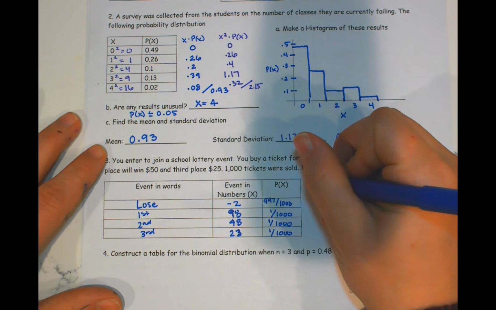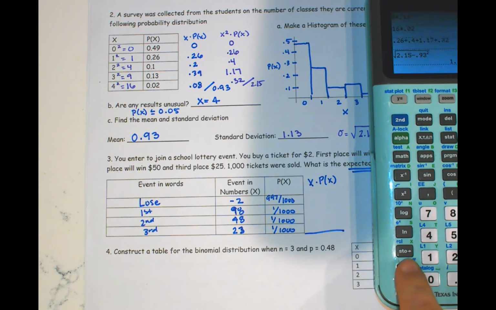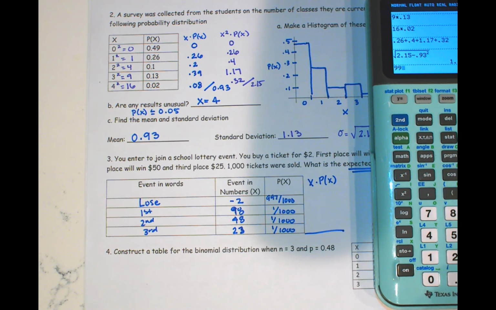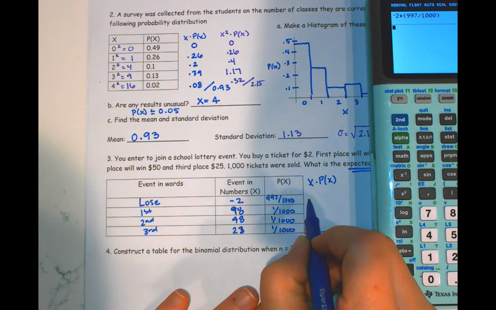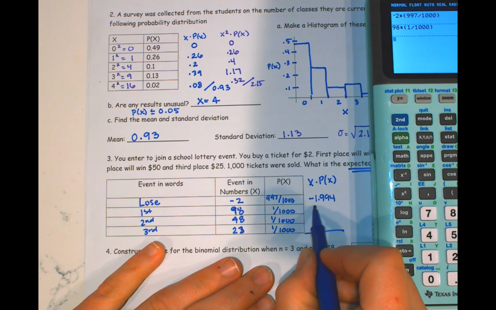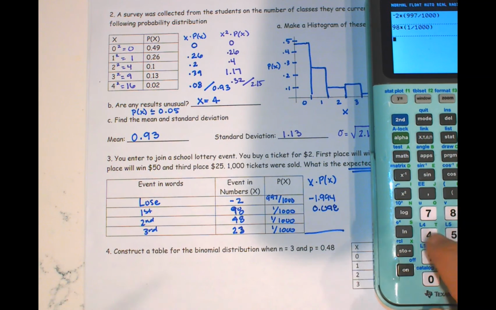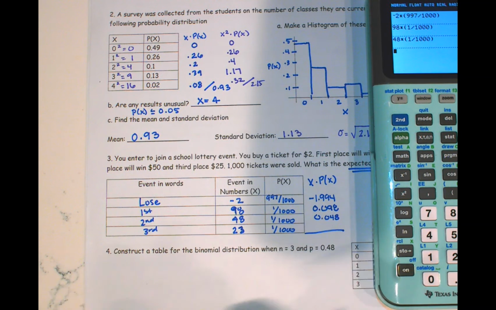All right, so then to find our expected value, we're going to do x times p of x and then add it together. So I'm going to do negative 2 times 997 divided by 1,000. And I get negative 1.994. Then I'll do 98 times 1 over 1,000. And I get 0.098. Then 48 times 1 over 1,000. And then 23 times 1 over 1,000.